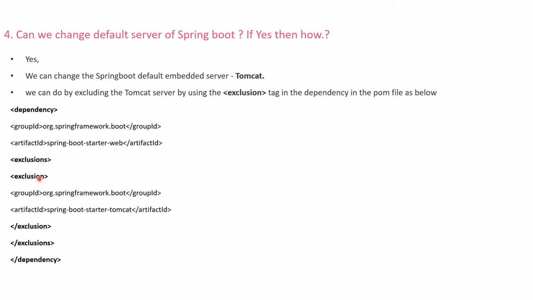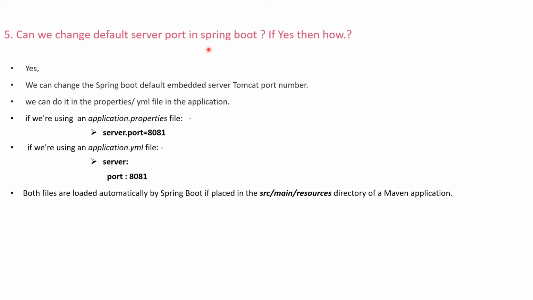Inside that exclusion, we have to declare and exclude this specific Tomcat dependency, if we do not want to use the default embedded server Tomcat and we are thinking of using another server like Jetty or Undertow, whichever you want according to your application. Accordingly, we can change that by excluding it like this in the POM file. Hope this is understood.